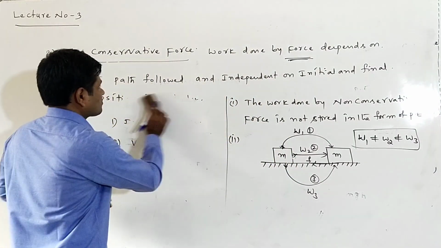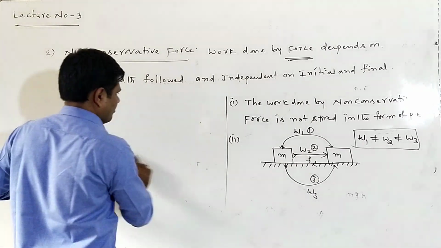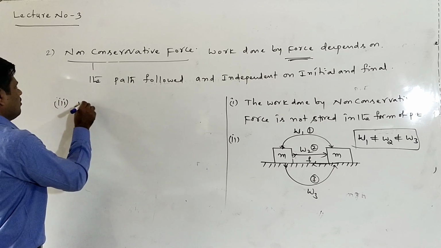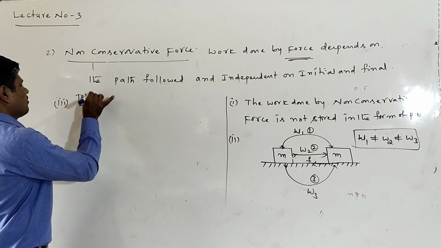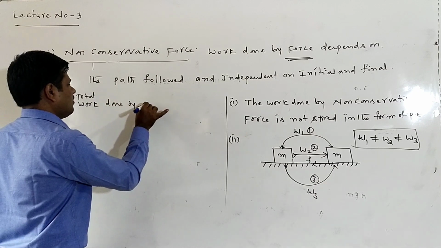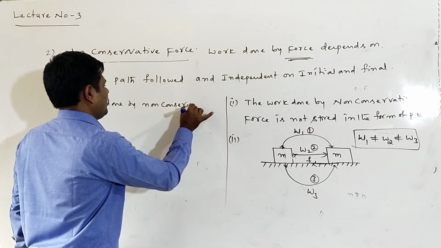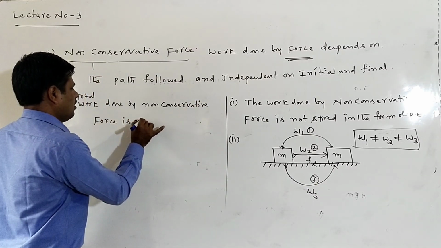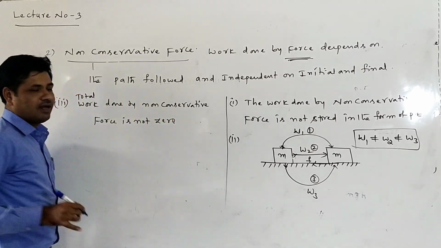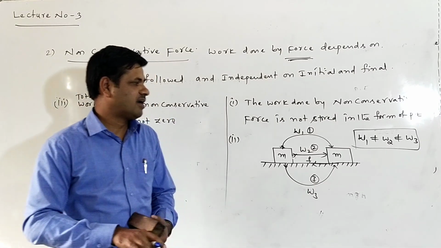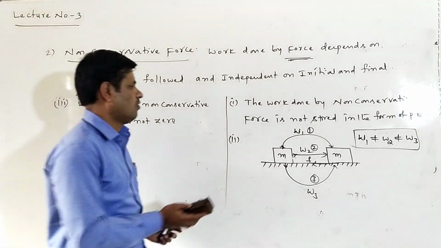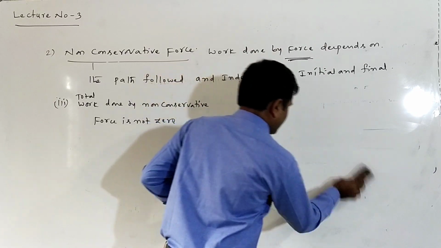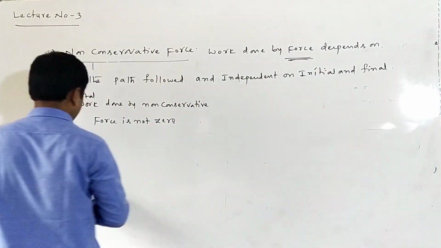Next, the third point I am discussing is the total work done by a non-conservative force. The total work done by a conservative force is zero, but the total work done by a non-conservative force is not zero. Why not zero? Listen clearly, I am explaining with an example.